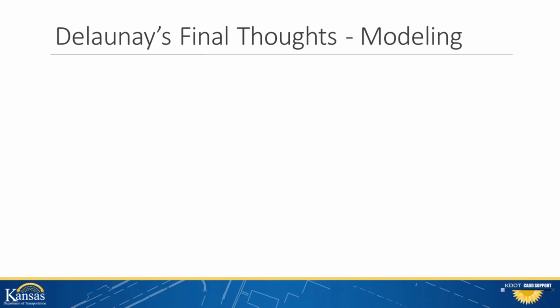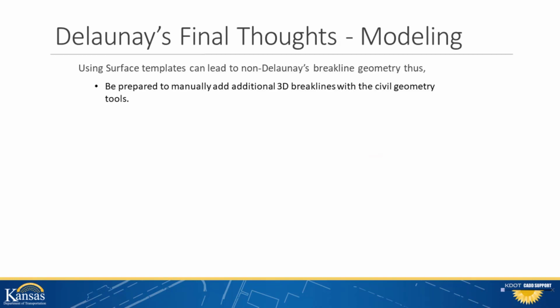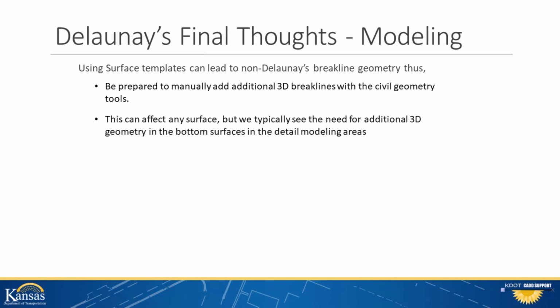What this means is that the modeler will need to go back and add additional 3D line work that can be included in the terrains in lieu of break lines created from the template points. In the case of surface templates, this additional break line information is most often required for the bottom surfaces.